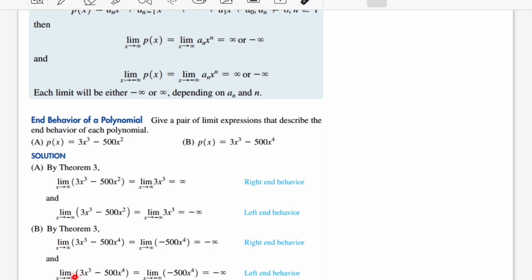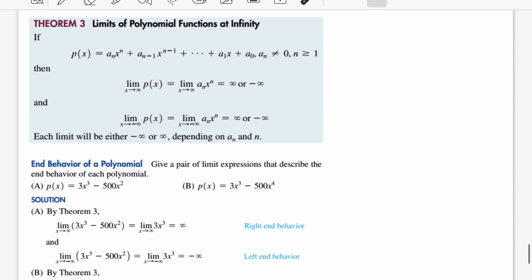And doing the same thing as x approaches negative infinity, we can look at our leading term and plug negative infinity into our x here. Negative infinity to the power 4 is positive infinity, but again, this negative out here in front of 500 makes this a negative infinity. All right, so that is how we would use theorem 3 to look at the limits of our polynomial functions at infinity.